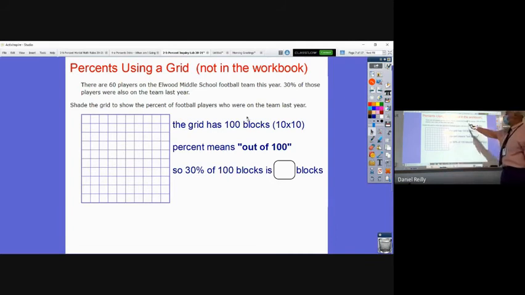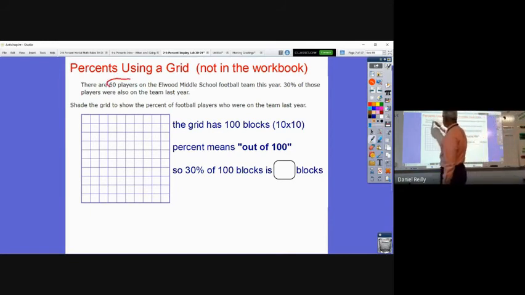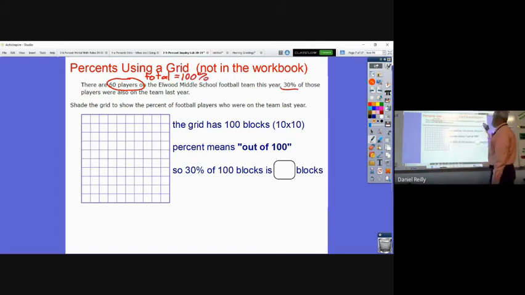So this question says there are 60 players on the Elwood Middle School football team, and 30% were also on the team last year. Identifying the total is always one of the things you have to do. That's the total, which equals 100%. And then what's the question asking? Well, what's 30%? The players who were on the team last year is 30%. So how am I going to highlight this grid to show 30%?